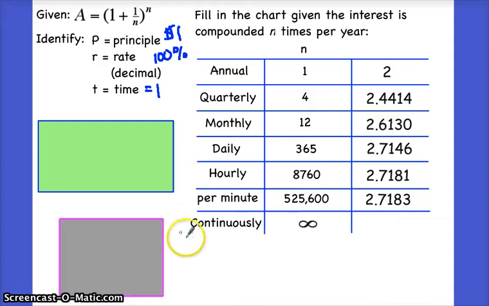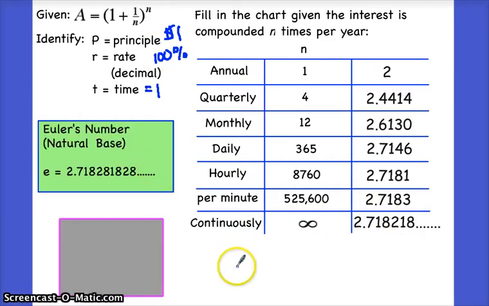So if we could chop that year into continuously compound interest, make n into infinity, we're going to get an infinitely small amount of interest, but getting it an infinite number of times. You would actually find out that your number would come out very, very close to, in fact, precisely on, what's called Euler's number, the natural base. We define that as e.